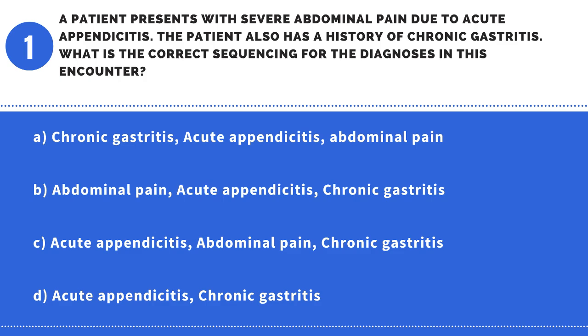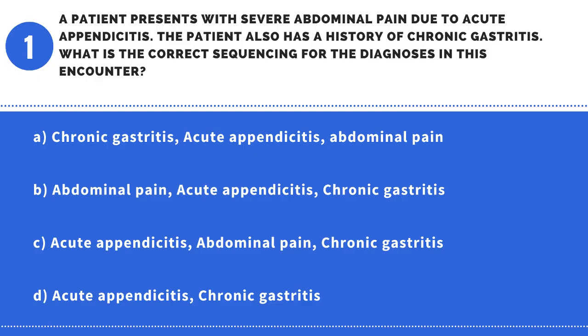Question 1. A patient presents with severe abdominal pain due to acute appendicitis. The patient also has a history of chronic gastritis. What is the correct sequencing for the diagnoses in this encounter? A. Chronic gastritis, acute appendicitis, abdominal pain.